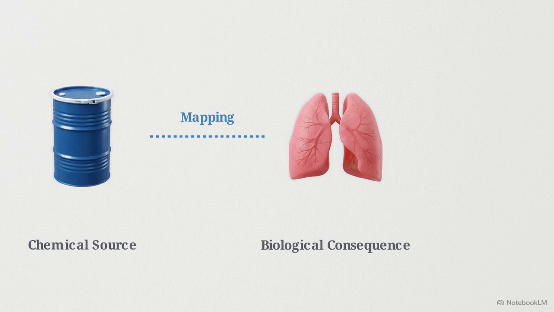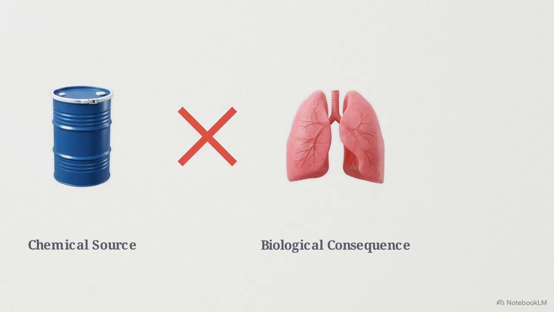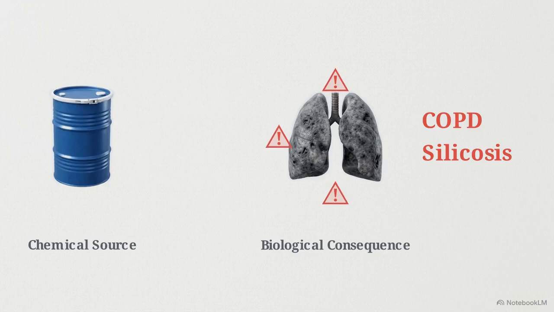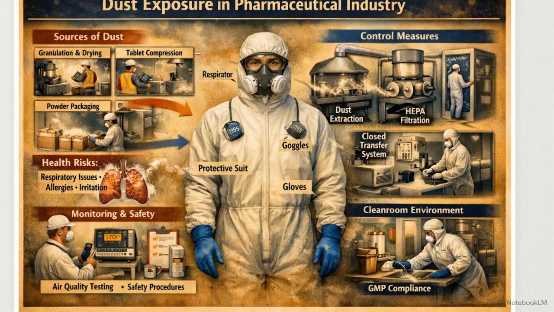Failing to map the exact chemical source at your station to its specific biological consequence leaves workers blind to the risk. This oversight is a direct path to terminal lung diseases like COPD and silicosis. If we look at the central figure in this diagram, you see a worker in a full protective suit, respirator, and goggles. When asked how to neutralize dust hazards, novices almost instinctively point to this exact gear.